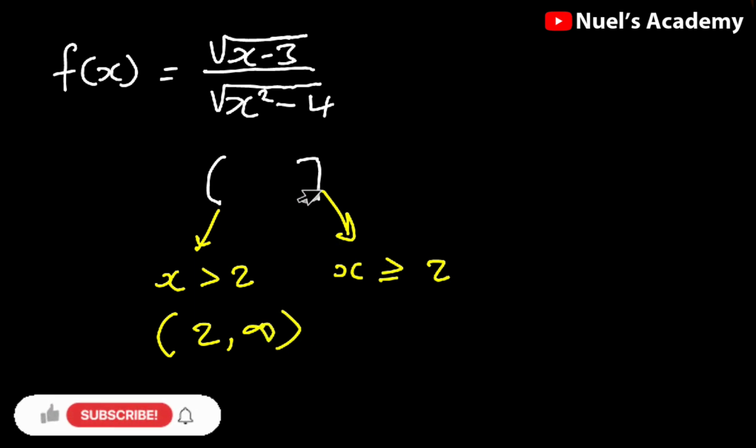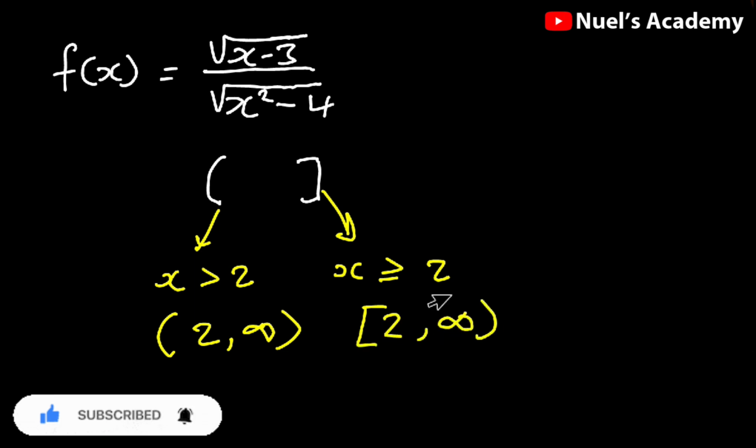Now, for the bracket, if you want to represent x is greater than or equal to 2, you write it like this: bracket 2, then comma, infinity. So always use a parenthesis to close at the infinity sign because infinity is not a definite number. Alright. Now, what this means is that this 2 is included in the domain of this function. Alright. So that's why you see x is greater than or equal to 2.